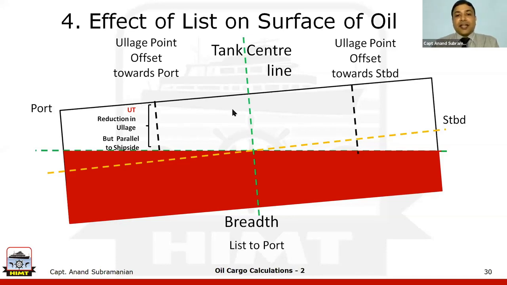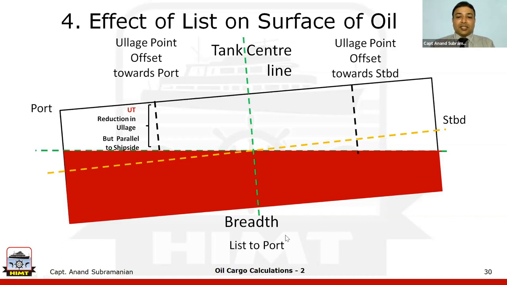So depending on which side of the tank center line the ullage point is, the correction is either additive or subtractive. That is the most important thing in the list correction. This doesn't really apply to the trim correction because in general, about 99.999% of the time, longitudinally the ullage point is located very close to the aft bulkhead. It is always located aft of the longitudinal center of the tank, whereas the transverse ullage point can be located on the port side or the starboard side.